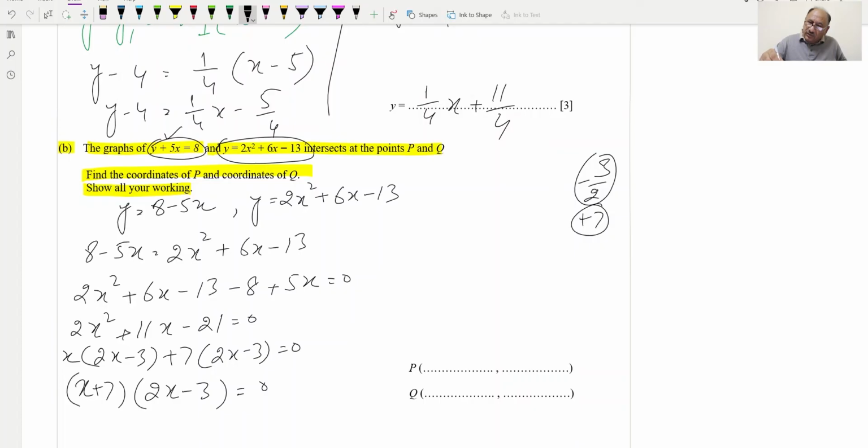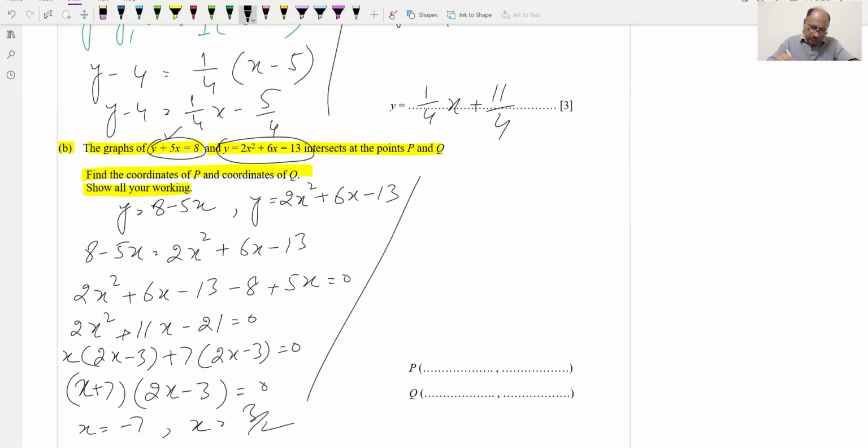Now we got these values, and for these values we will be checking the y values. At x is equal to minus 7, y will be equal to what? Y will be equal to 8 minus 5 into minus 7. I'm putting in the first equation, so I'm putting in this one. So 8 minus 5 into minus 7, so 35 plus 8 will be what? 43. So this will be 43. So minus 7 and 43.